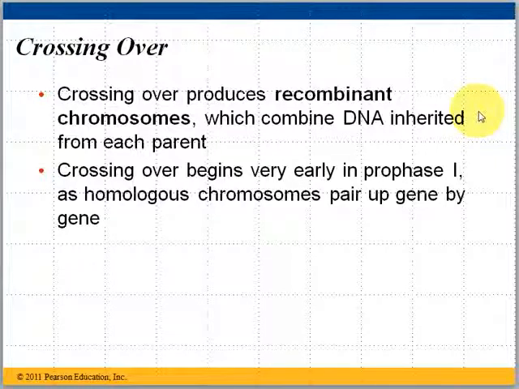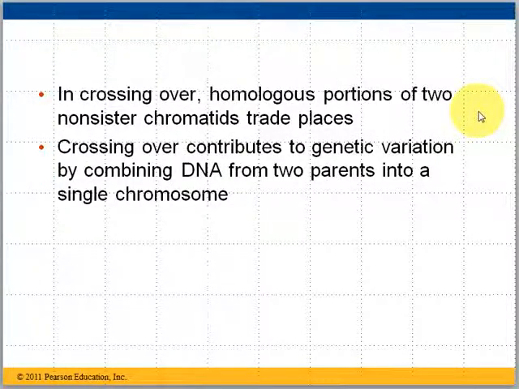Now, let's get to that crossing over part. Remember, the crossing over is that recombination where the homologous pairs line up and they actually swap portions of their DNA. This starts to happen early in prophase 1 as they begin to line up side by side. In the crossing over, the homologous portions of the 2 sister chromatids trade places. So where you have that chiasmata, that crossover point, you have chunks of DNA basically switching from one chromosome to another. And this contributes to genetic variation because now you have chromosomes, sister chromatids, that are unique and different from the way that they used to be.